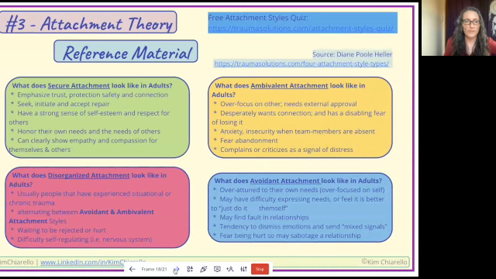Attachment theory, here's reference material for this tool. More wording on all 4 attachment styles with 2 links at the top right-hand corner that are to Diane Poole-Heller's work. She is very well known for that in the United States, maybe the world. And then there's the quiz that'll tell you what percentages you have of all 4 of those as well.